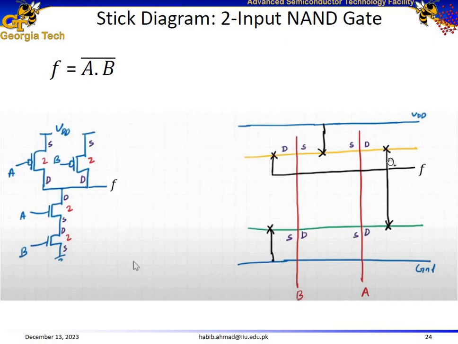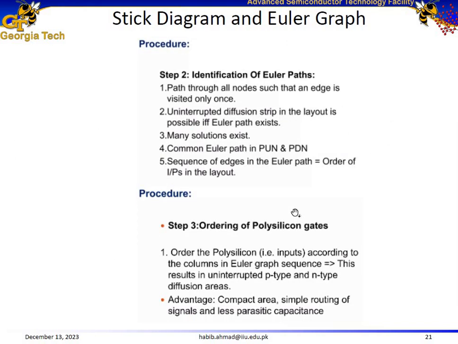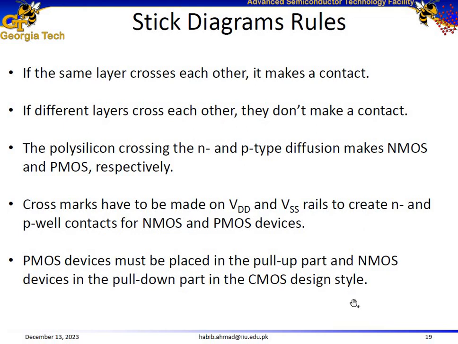Also, in order to make contacts to the output, we make cross marks on the P plus diffusion layer and N plus diffusion layer, like over here on the N plus diffusion layer, and also on the P plus diffusion layer at different points in order to connect these points on the diffusion layers to the output. PMOS devices must be placed in the pull-up part, and NMOS devices in the pull-down part in the CMOS design style, and that is pretty obvious. We generally do it in the circuit diagram as well.